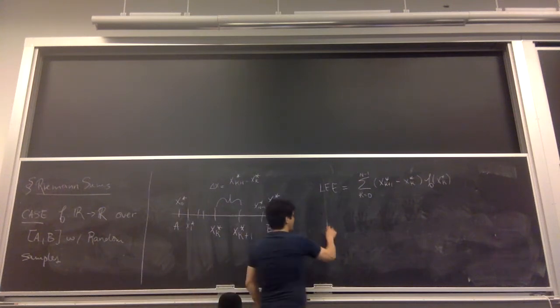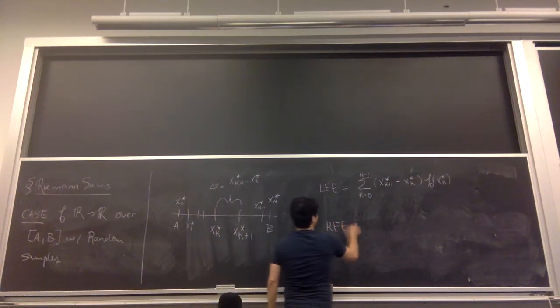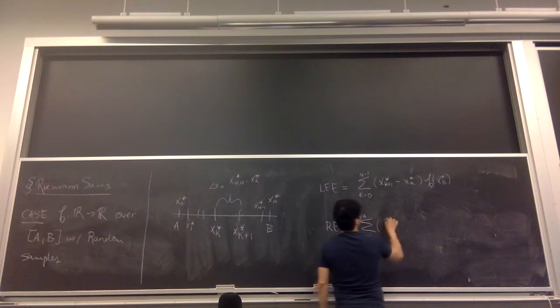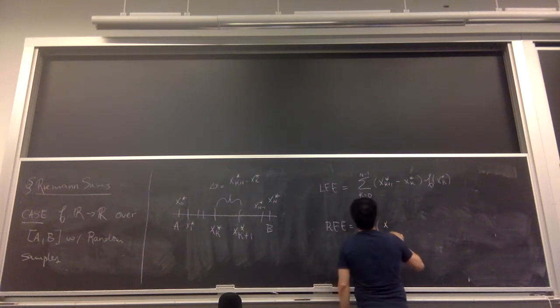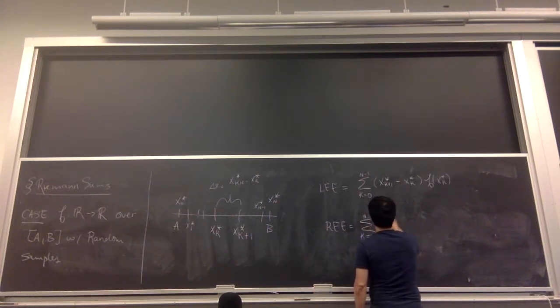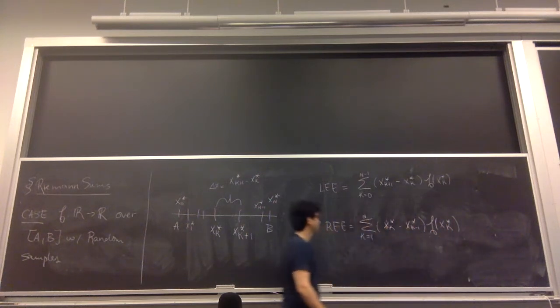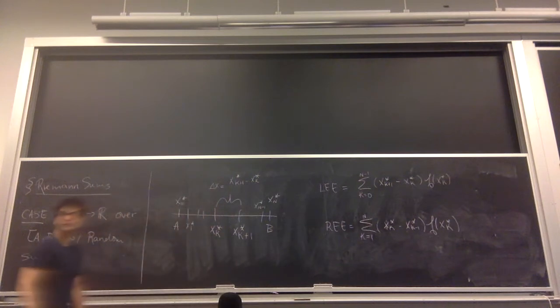Okay. The right endpoint estimation with random samples is this guy: the sum from k equals 1 to n of x_k minus x_{k-1} times f of x_k. Okay. Problems?